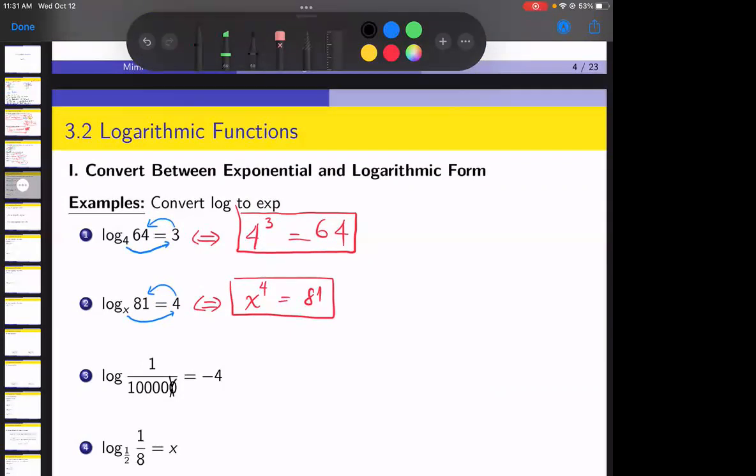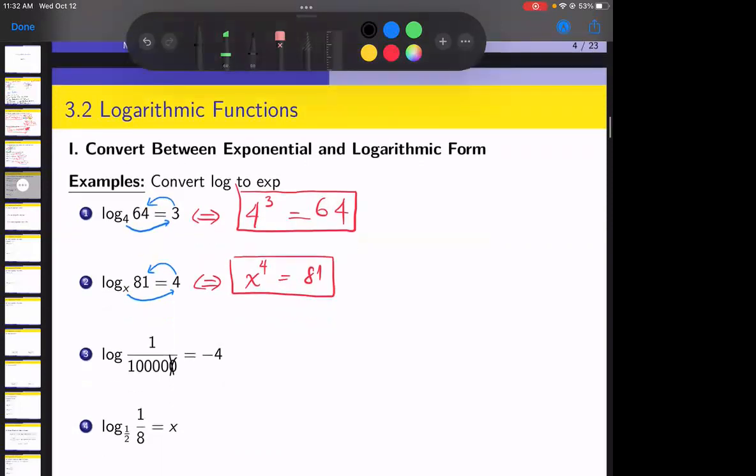If I don't write the base for log, what is understood as the base? Very good. Base 10, right? So there's an invisible 10 there. It's kind of like square root. We don't write the index 2 in a square root, but we know it's a square root. So there's an invisible 10 here. 10 to the -4 equals 1/10,000.